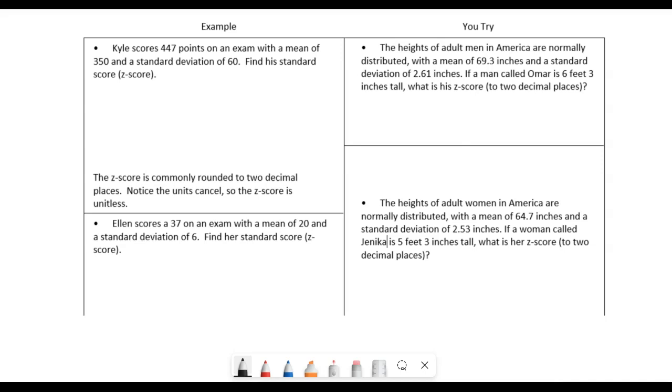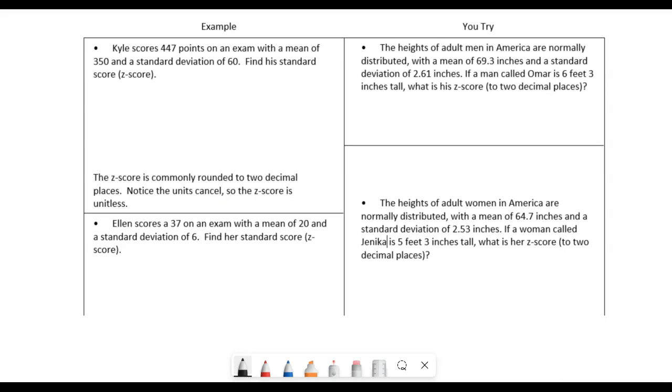Take a look at some z-score work. Kyle scores 447 points on an exam with a mean of 350 and a standard deviation of 60. Find his standard score, or the z-score. The z-score is commonly rounded to 2 decimal places. And we'll note that the units cancel, so the z-score is in fact a unitless quantity.